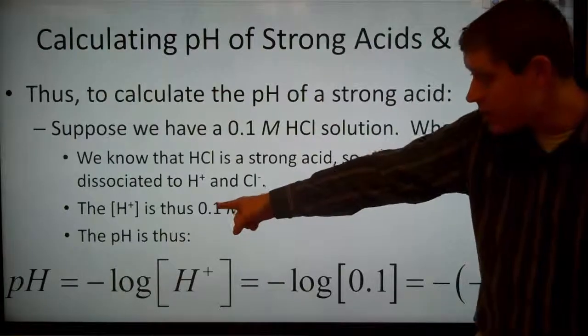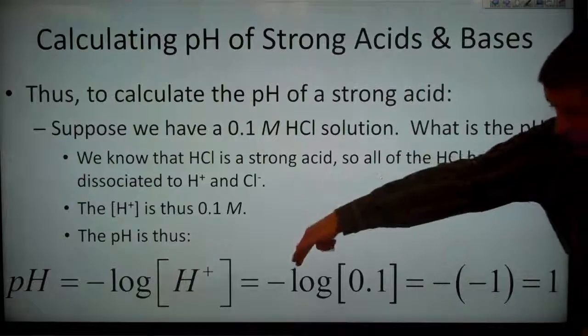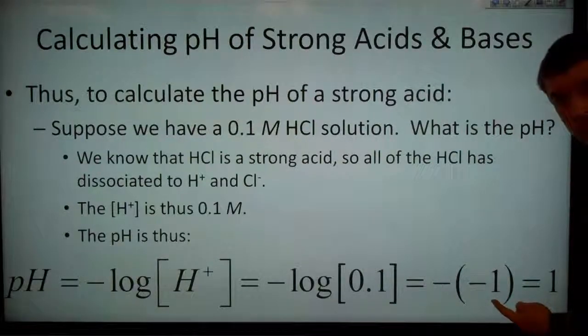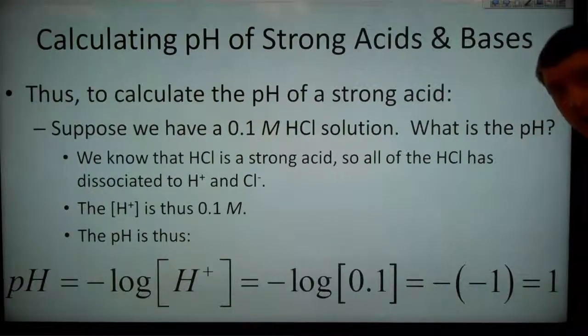Well, we know that hydrogen ion concentration is 0.1 molar, so we can plug 0.1 in there. So pH is minus log base 10 of 0.1. Log of 0.1 is negative 1. Negative times negative gives us positive, so the pH there is 1.